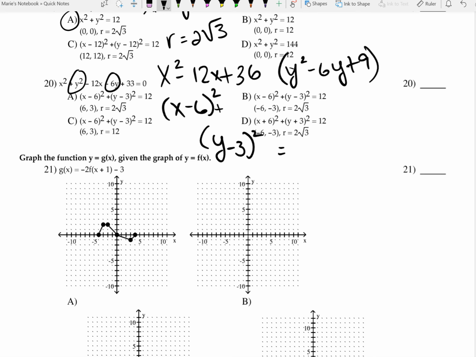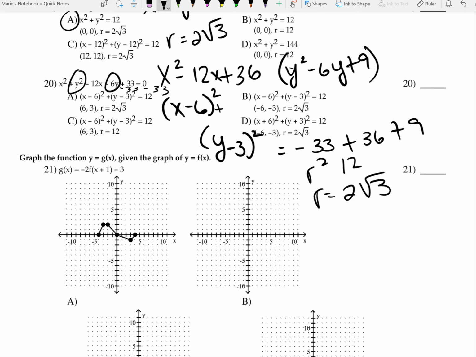And now understand you have a 33 which you're going to subtract on both sides. So you'll subtract it here and here. So you have a negative 33, you have a plus 36, and you have a plus 9. So consider that 36 minus 33 is 3, 3 plus 9, 12. And this is your r squared. So again, r is equal to 2 square root of 3, because I would take the square root of 12. Square root of 12 breaks up into square root of 4 times square root of 3. This is where I get the 2 from. Answer choice for this one should also be A, because your h and k respectively are 6 and 3, and your radius is going to be equal to 2 square root of 3.